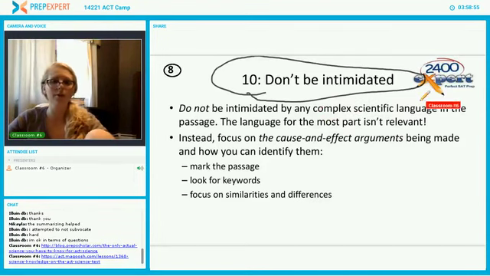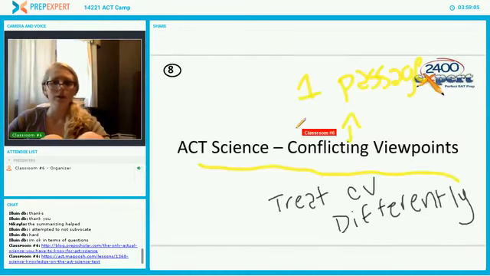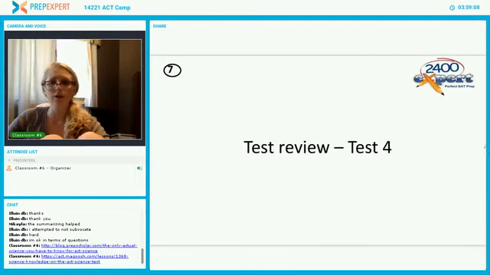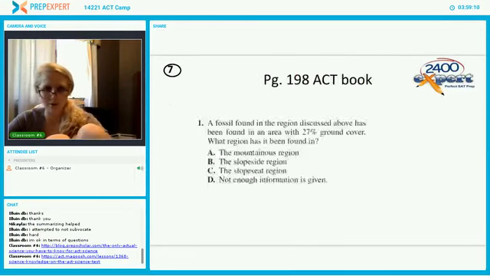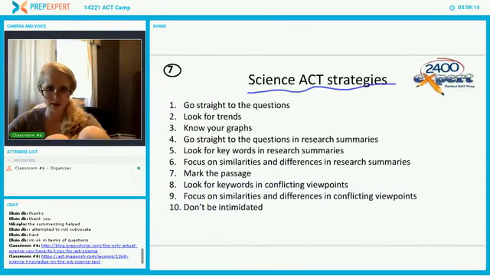Focus on cause and effect arguments being made and how you can identify them. Mark the passage. Look for keywords. Focus on similarities and differences, and you should be good to go. All right. So let me flip back to the very beginning of these strategies so you guys can have them, be aware of them while you're working on the science portion of the test.